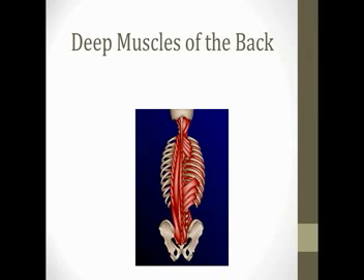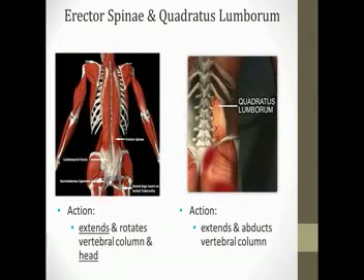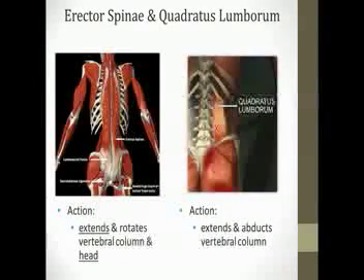Now let's talk about some deep muscles of the back. You have the Erector Spinae and the Quadratus Lumborum. There are several muscles listed as Erector Spinae. You only need to know them as Erector Spinae. They extend and rotate the vertebral column as well as the head, while the Quadratus Lumborum's actions are to extend and abduct the vertebral column. This is a deeper muscle found behind the Erector Spinae.